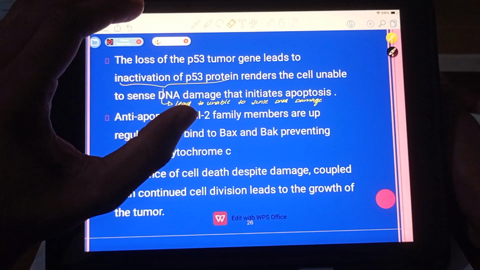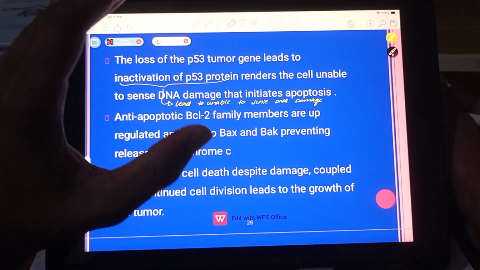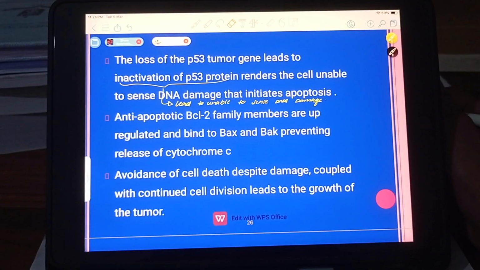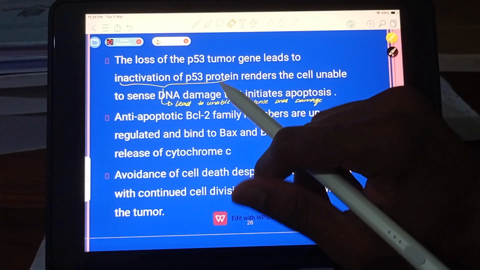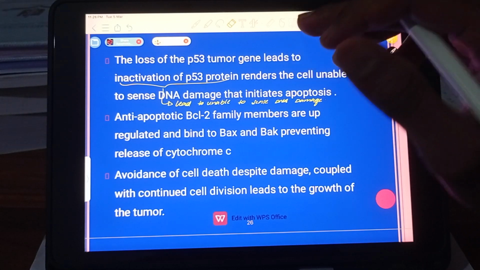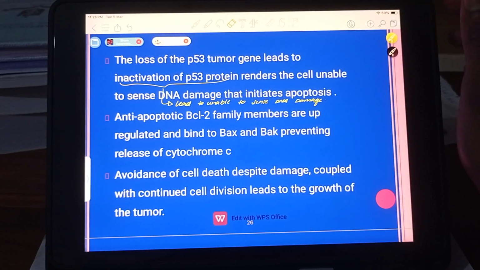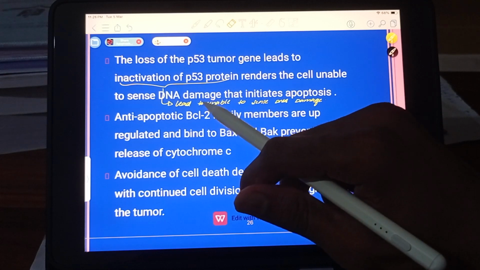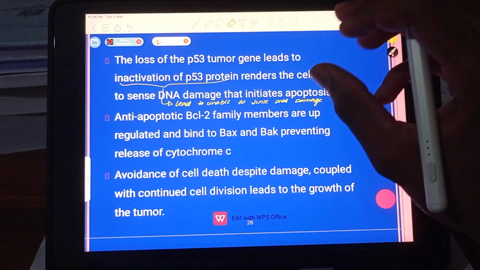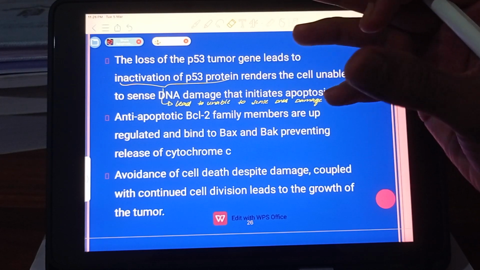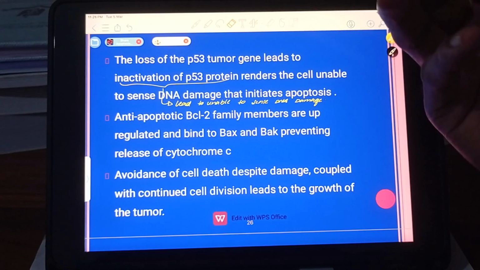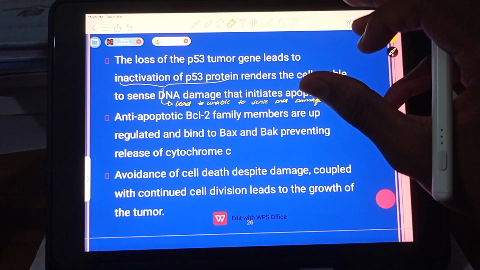The loss of the p53 tumor suppressor gene leads to inactivation of the p53 protein, so the cell is unable to sense the DNA damage that initiates apoptosis. What do you know? If there is an inactivation of the p53 protein, due to any problem, the cell is unable to sense DNA damage. So what will happen? If it cannot understand DNA damage, apoptosis will not occur. The intrinsic pathway of apoptosis will not occur. That leads to tumor.